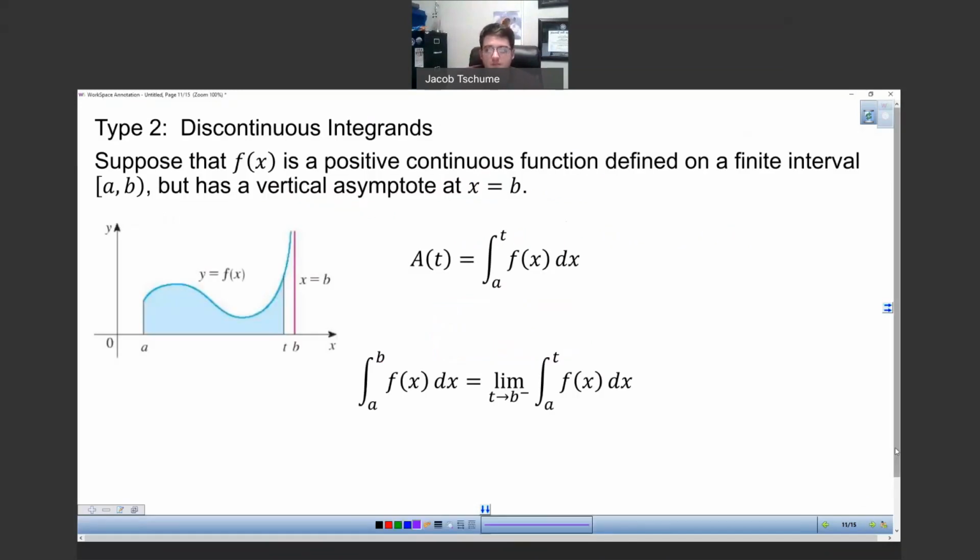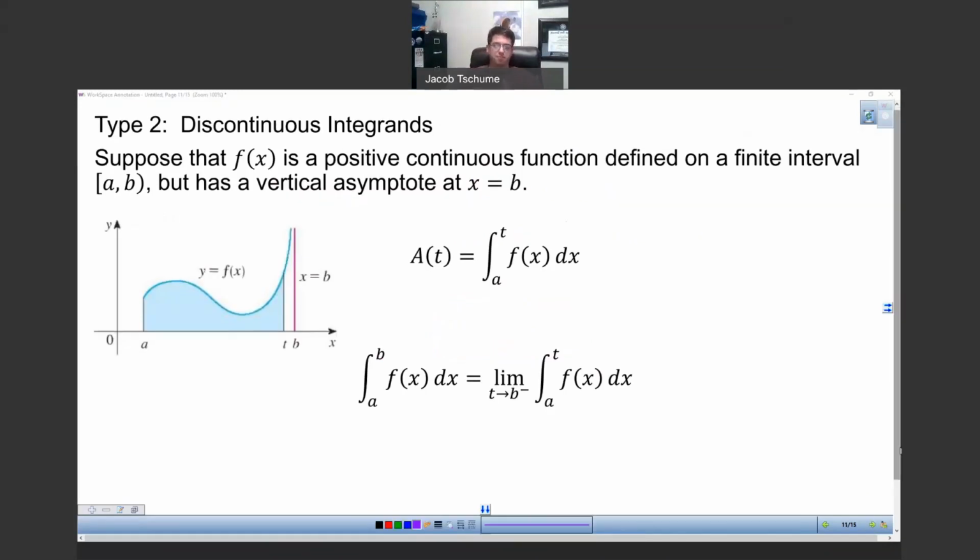So let's talk about what a type 2 improper integral is. These are also called discontinuous integrands or integrals, which means that there is a value in the interval that you're checking that's going to cause it to be discontinuous. That usually happens when there's an asymptote involved. So if there's a vertical asymptote somewhere in your interval, you're going to have to fix that before continuing.